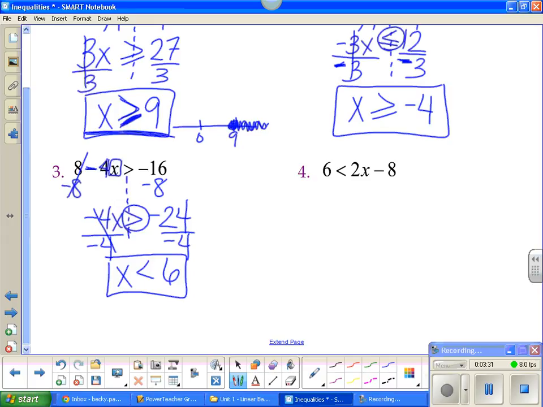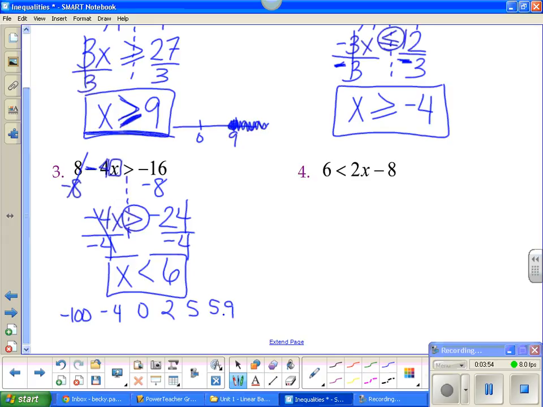This means that x could be anything less than 6. So it could be a negative 100. It could be a negative 4. It could be a 0. It could be a 2. It could be a 5. It could even be a 5.9. But it cannot be a 6 because it does not have the equal to there. It only has the less than symbol.